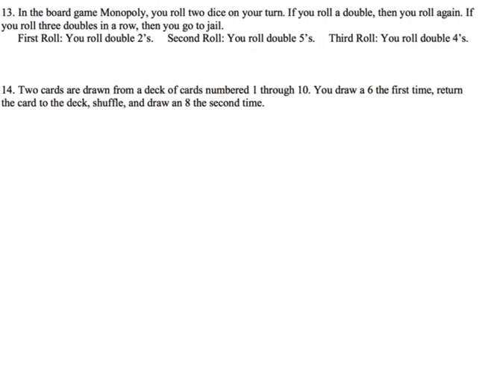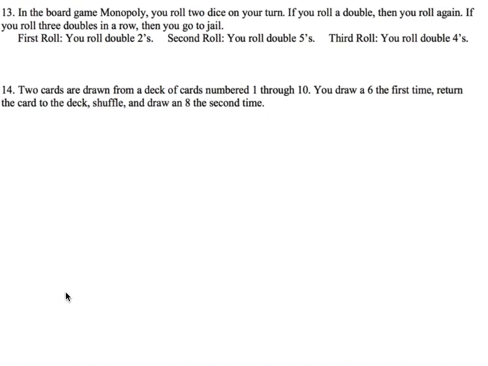In the board game Monopoly, you roll 2 dice on your turn. If you roll a double, you roll again. If you roll 3 doubles in a row, you go to jail. So for your first roll, you got double 2s, then you got double 5s, then you got double 4s. Are these independent or dependent events? All right. I want you to think about this one, because this one you might get wrong.